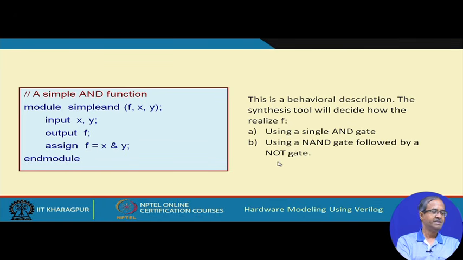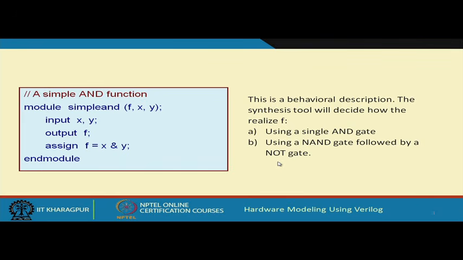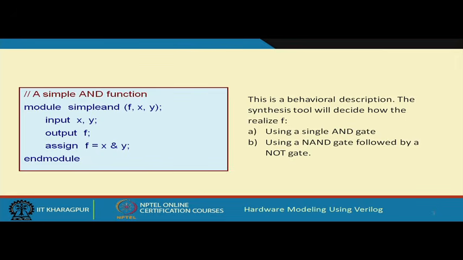The second one may be more probable, because in CMOS technology it is much easier to design and implement NAND, NOR and NOT gates rather than AND and OR gates. So, this depends on the synthesis tool. You really do not know for sure what your final gate netlist will be that the synthesizer will be generating. Okay. So, let us take another example.